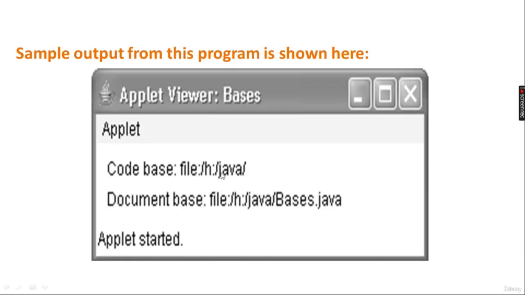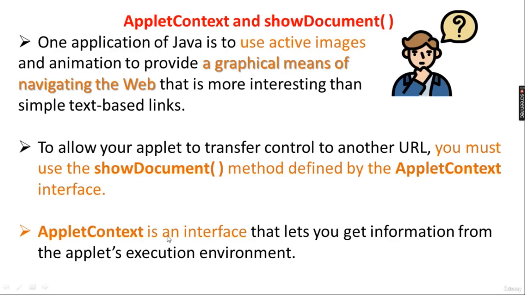So the code base is this Java file, and the document base is the file Bases.java. This contains the dot class representation of the applet, and this is the state of the applet. Applet start. Okay, AppletContext and showDocument.